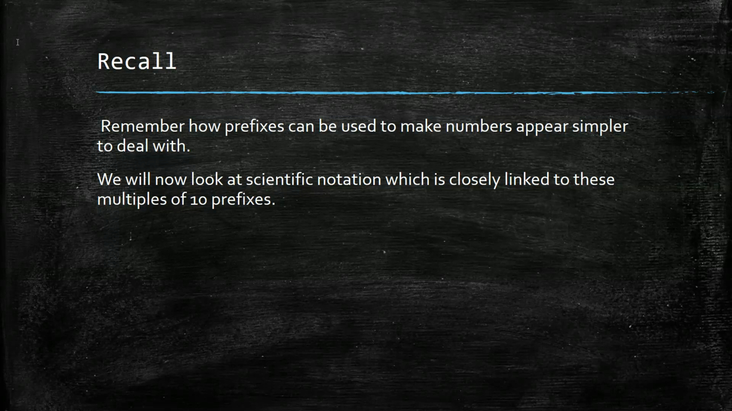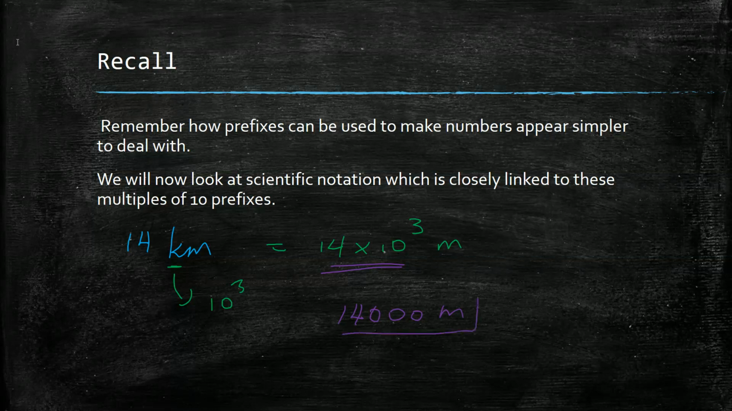If you can recall what we did previously when we dealt with prefixes, for a prefix such as 14 kilometers, the kilo here stands for the value of 10 to the power of 3. If we were to write this number out in terms of meters, we would get 14 × 10^3 meters. What scientific notation would do is give us something like this. It helps us write numbers in a smaller form rather than in the large form that they would usually have without it.